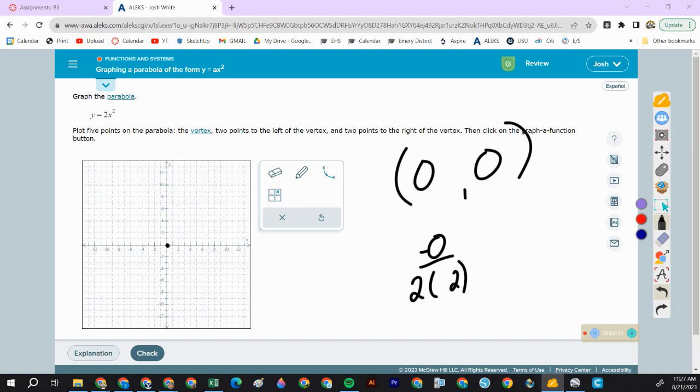Normally I would go over 1, up 1. But instead I'm going to go over 1, up 2, because it's twice as tall. Negative 1, up 2. And then normally we go over 2, up 4. But in this case it's going to be over 2, up 8. Over 2, up 8. And then draw the parabola. Any questions there?